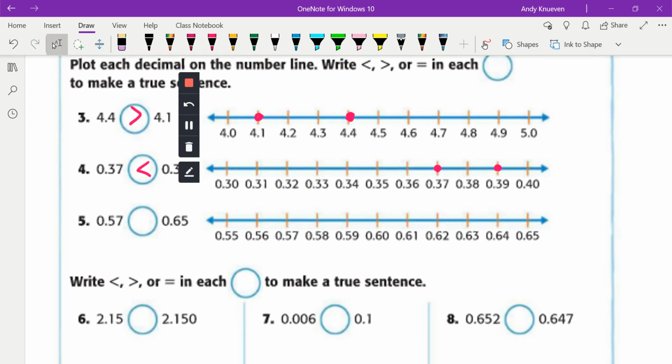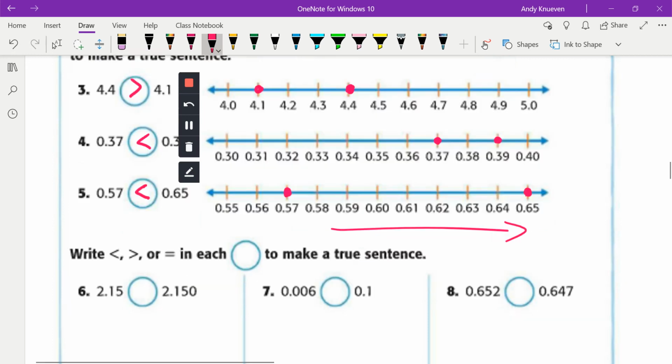And 57 hundredths compared to 65 hundredths. So 57 hundredths and 65 hundredths. 65 hundredths is way down here on our number line. So we would say that 65 hundredths is greater than it. But in the number sentence, 57 hundredths, we have to say, is less than 65 hundredths. Remember, you have to read it still left to right like you read a book.